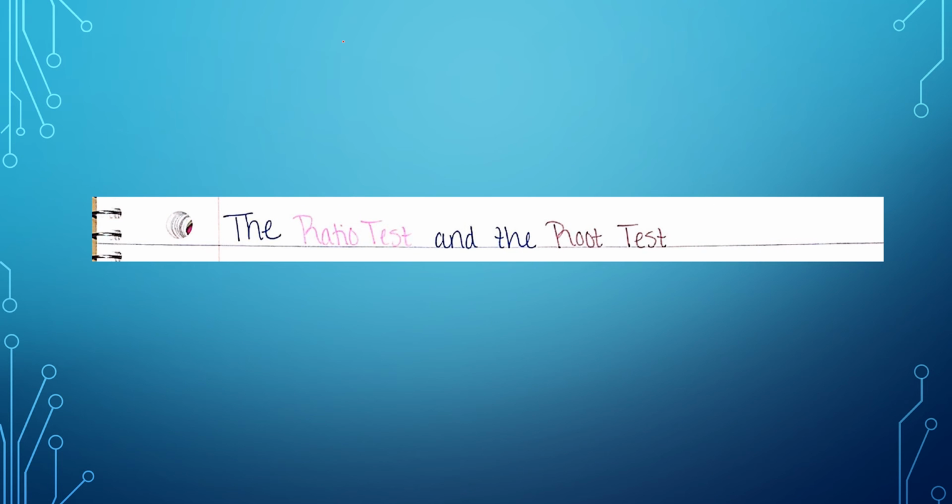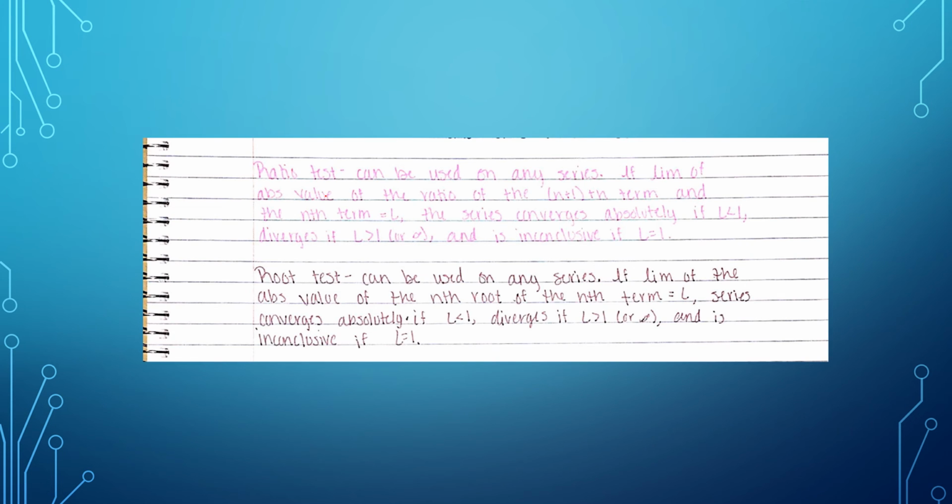The next topic I'm going to be covering in my mastery assignment is the ratio test and the root test. The ratio test and the root test are ways to find whether a series converges or diverges, and both can be used on any series. For the ratio test, if the limit of the absolute value of the ratio of the n plus 1 term and the nth term equals L, the series converges absolutely if L is less than 1, diverges if L is greater than 1 or infinity, and is inconclusive if L equals 1.